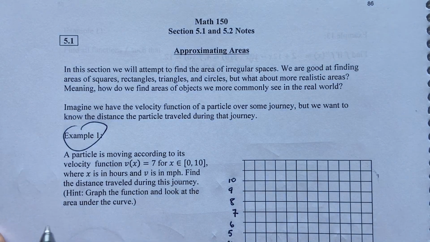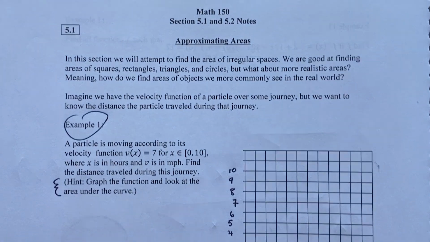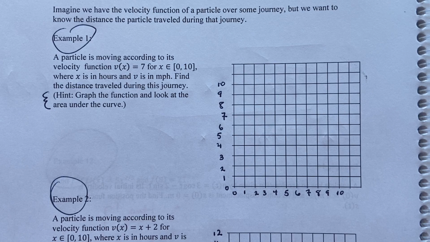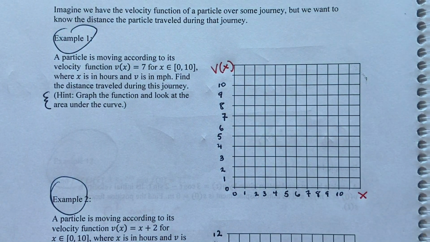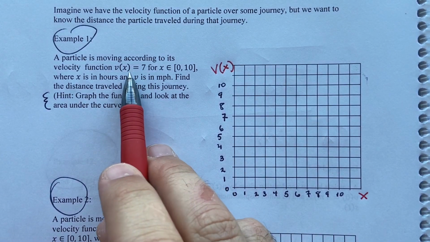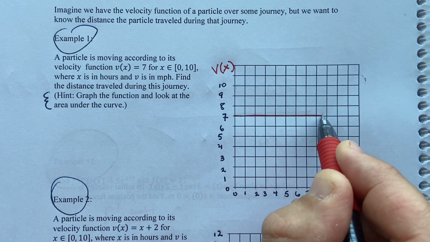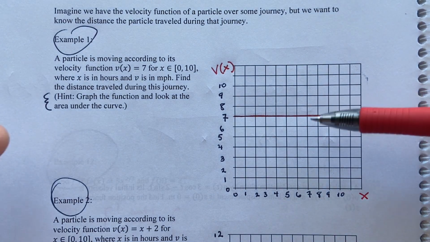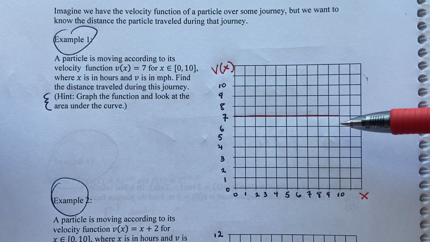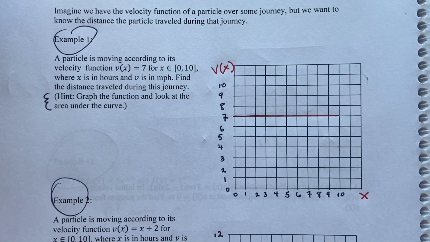So what I'll do, I'll use this hint. It says graph the function and look at the area under the curve. So what I'll do is I'll go ahead and graph v of x. So this will be my axis for v. This will be my axis for x. So I have v of x as this constant function going all the way out to 10. So there's v of x. And if this is the velocity function, we want to know how far this particle traveled.